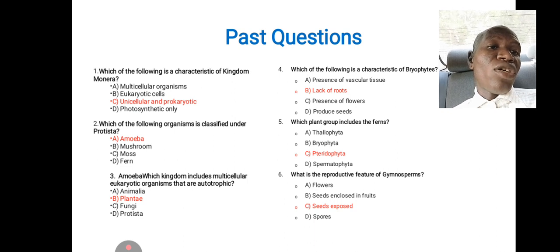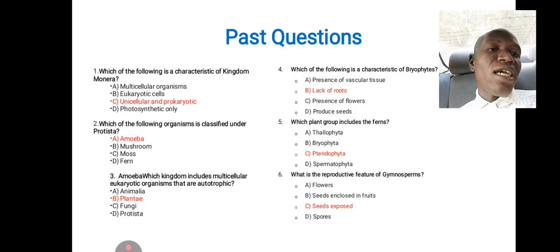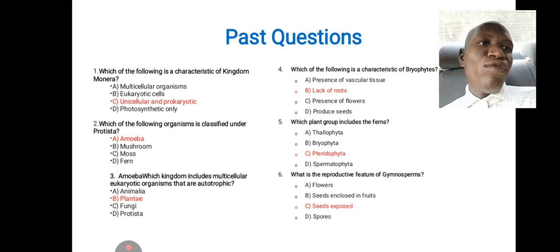What's their reproductive feature? I've explained this: the seeds are exposed, while in the angiosperm, the seeds are enclosed in their fruits. Yes, I hope this is clear.